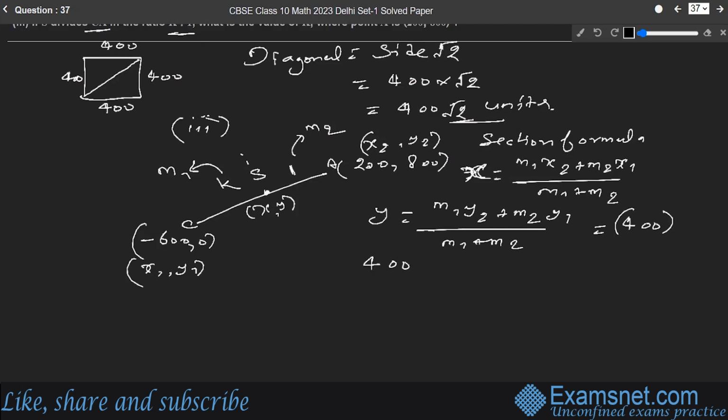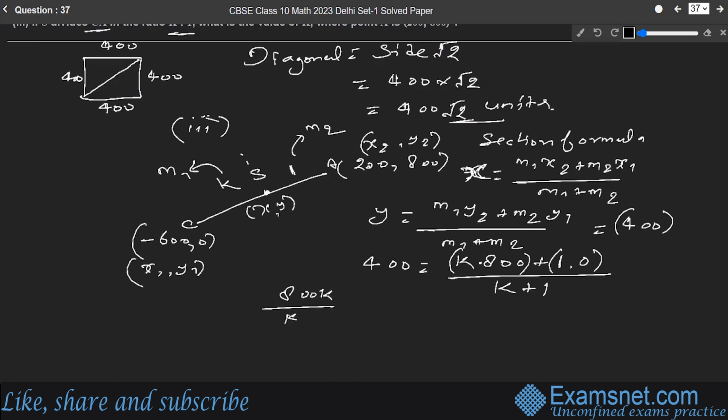So 400 is equal to m1 y2, where m1 is k and the y2 value is 800, so 800k, plus m2 value is 1, y1 value is 0. So plus 1 into 0, this is the first calculation of the numerator, divided by m1 plus m2, which is nothing but k plus 1, and that is already coming out to be 400. So let us solve this.